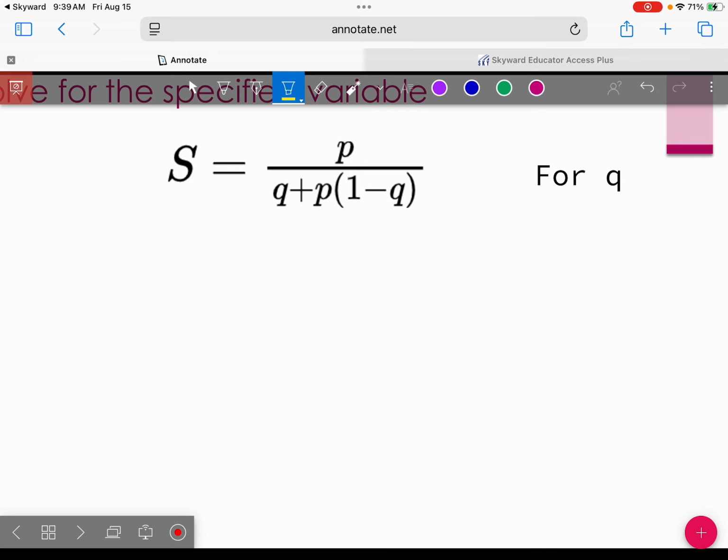So what we're going to do with this is we're going to go, ew, fractions first. And say, be gone with the fraction. Multiply by our denominator to get rid of the fraction. As long as I multiply both sides by the whole denominator, we're fine.